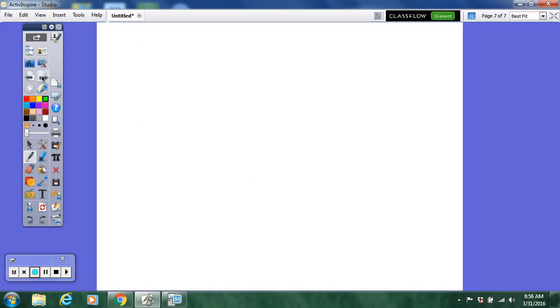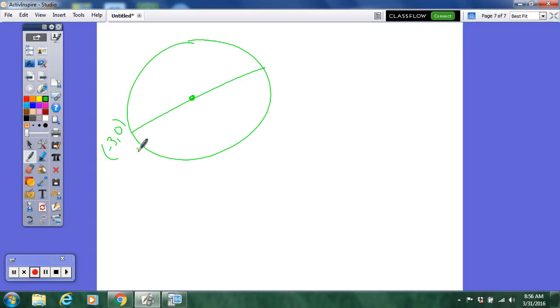Alright, so last one. A circle whose diameter has endpoints. So the diameter we know goes through the center. Whose endpoints are -3, 0, and 3, 0. Okay, so they didn't give us the center or the radius. So this is the hardest one. They got to do two things.